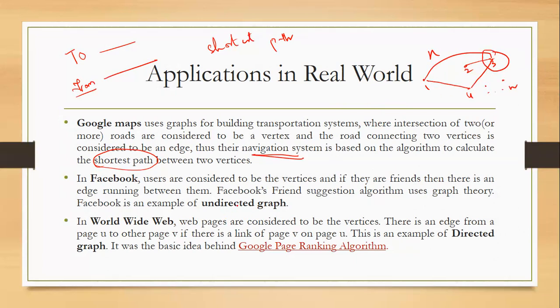So this is an example of an undirected graph. Google Maps was an example of a directed graph. Facebook's friend suggestion algorithm is an example of an undirected graph. So it does not see whether 4 is a friend of 1 or 1 is a friend of 4. What it does is it makes sure that if two people are connected by an edge, then it tries to make sure that there are as many possible edges from one person to different vertices. So this is an example of an undirected graph.